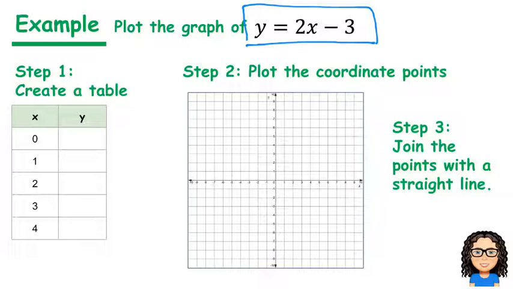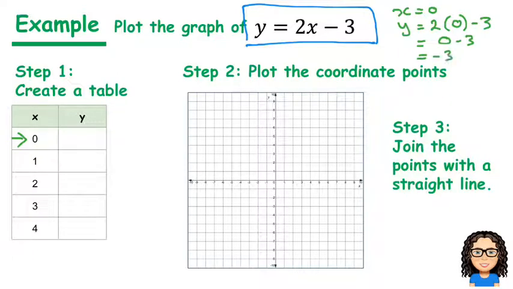So I'm going to take each of these x values, and I'm going to start with this x value here of 0, and I'm going to take each value and substitute it into the equation. So first of all, I'm going to take that x equals 0, and in place of the x, so y equals 2, instead of the x, I'm going to put a 0, take away 3. Now I'm going to work out that answer. So 2 times 0 is 0, 0 take away 3 is negative 3. So that tells me when x is 0, y is negative 3.